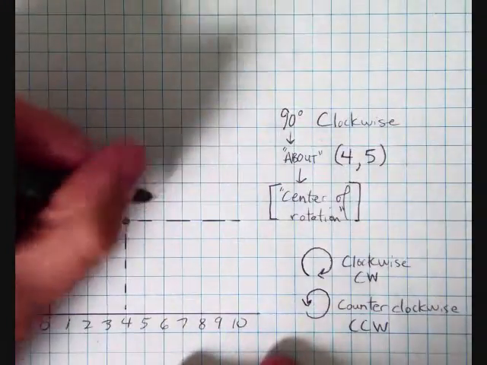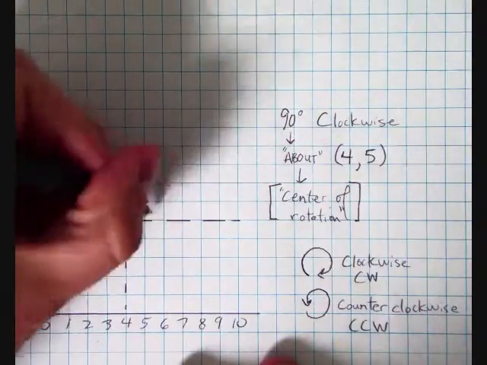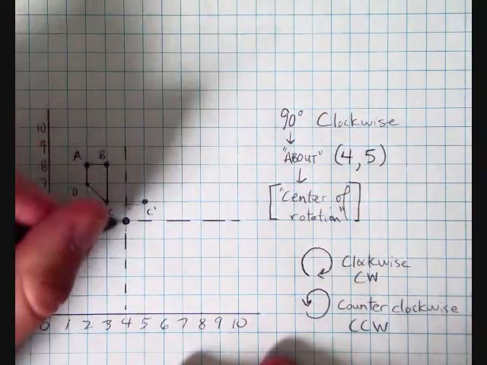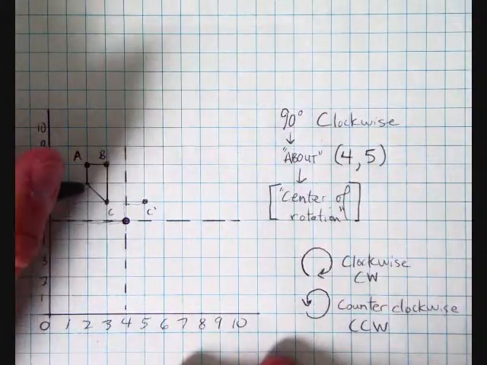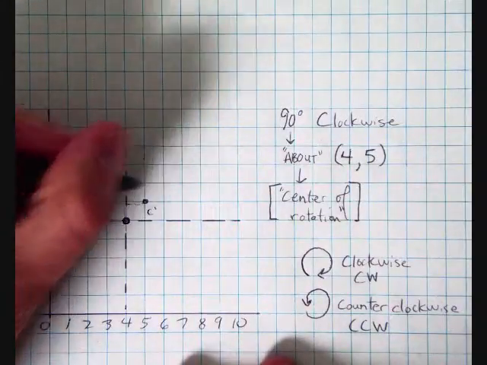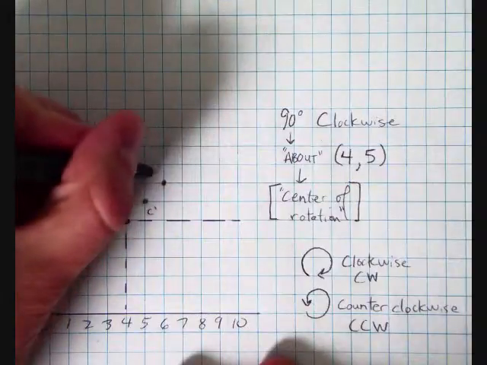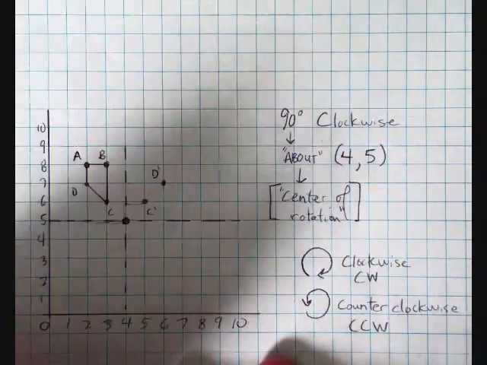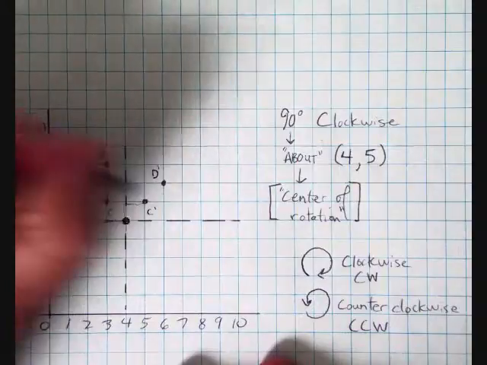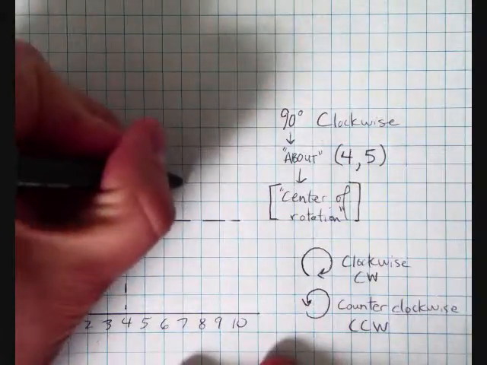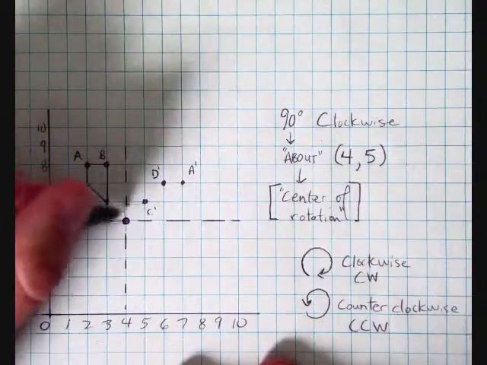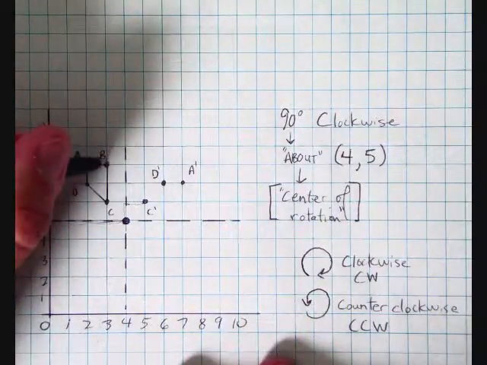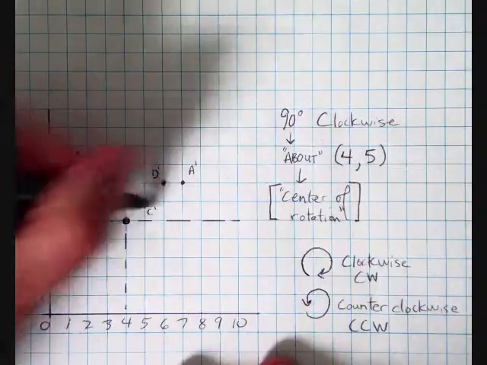So my new C location is right here. We'll call this C prime. D is 2 over and 2 up, so it'll be 2 up and 2 over. That's D prime. A is 2 over and 3 up, so 2 up and 3 over. And then finally B is 1 over and 3 up, so we'll go 1 up and 3 over.